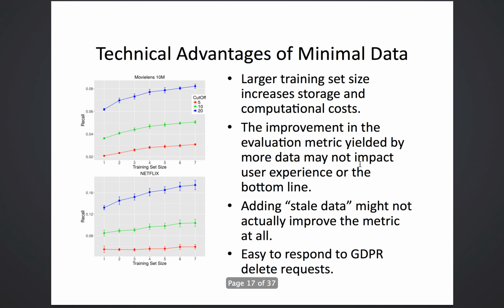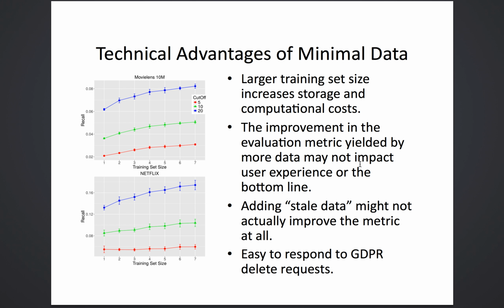Now, the easiest way of linking minimal data to privacy is via the so-called GDPR, the General Data Protection Regulation, which is going to come into effect in Europe in May of 2018. And one of the things that one has to do as a company that holds data of European users under this new regulation is respond to delete requests. Okay, if somebody would like their data deleted, you have to do it.